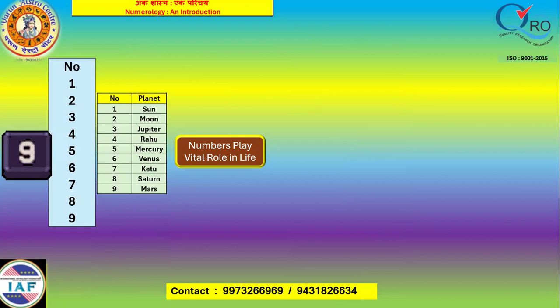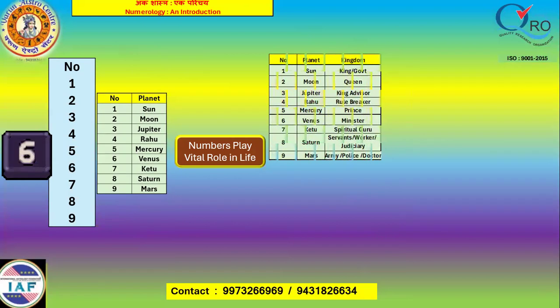And in the world of numerology, these numbers are also known differently and uniquely. One is known as king and of all government, two is known as queen, three is known as king's advisor, four as rule breaker, five as prince, Kumar, six as minister, seven as a spiritual guru, eight as servants, workers, or judiciary, and nine as army, police, or doctor.